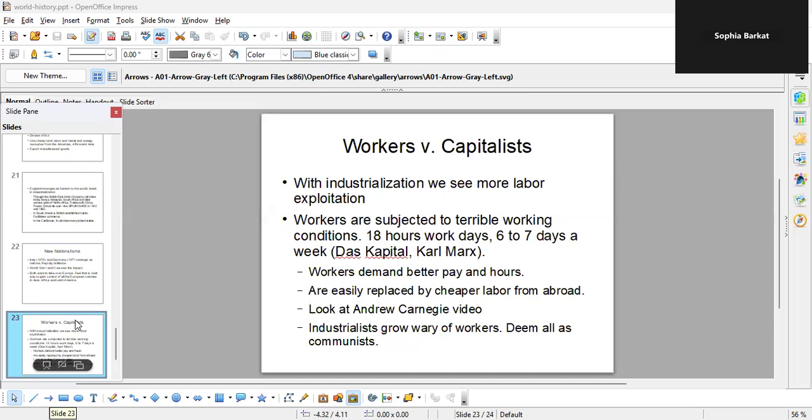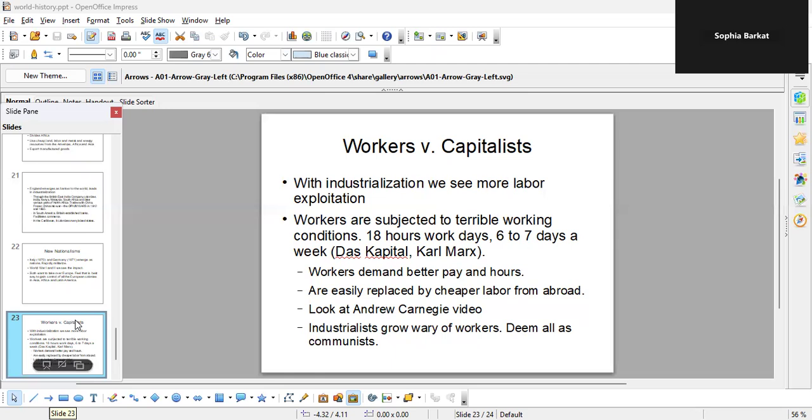In the 1800s, we also see very large labor movements happening. We see with industrialization that more labor exploitation is happening, right? Workers are actually subjected to terrible working conditions. Many work 18 hours a day, 6 to 7 days a week. And so Karl Marx actually writes Das Kapital in German, which is the name for the book Capital. He's actually writing about these scenarios in Europe in the 1800s.